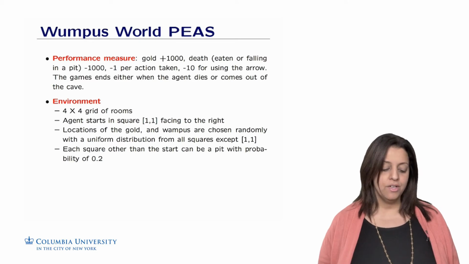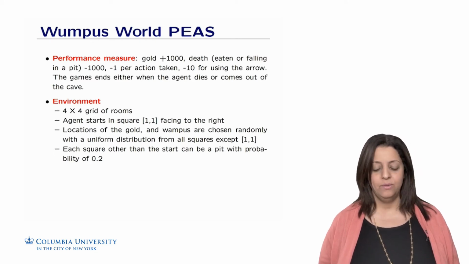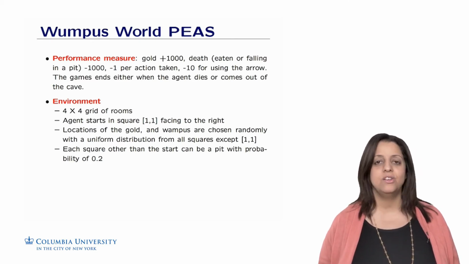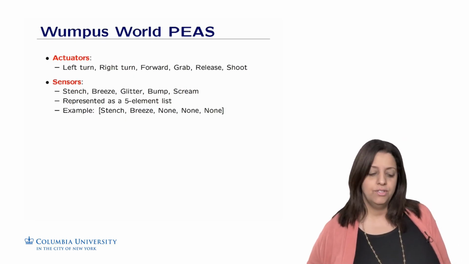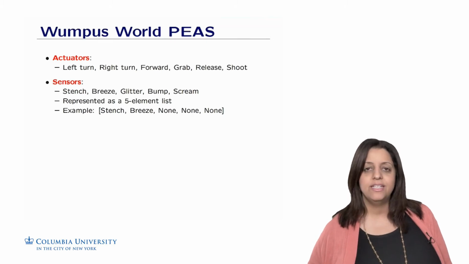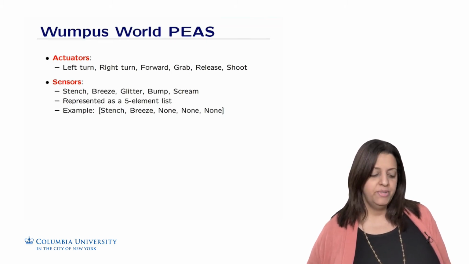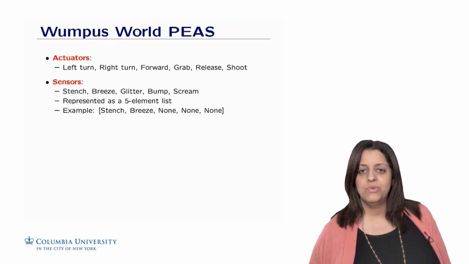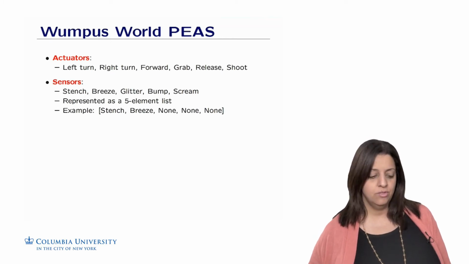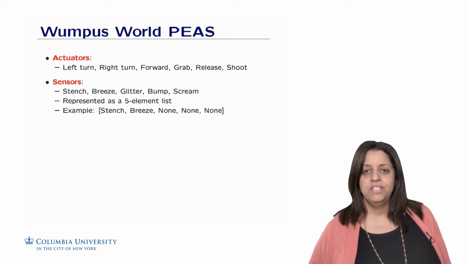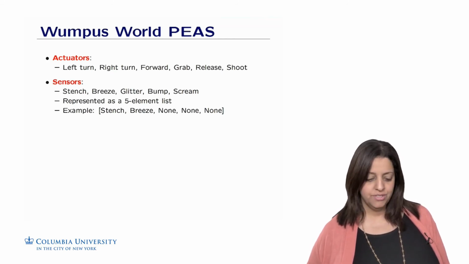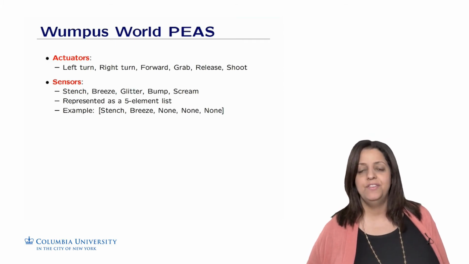Each square other than the start can be a pit with some probability, which is actually a probability of 0.2. So the actuators are left turn, right turn, forward, grab, release, and shoot. And the sensor will be stench if there is a Wumpus in one of the adjacent rooms, a breeze if there is a pit, a glitter if there is gold in the room, a bump if the agent is facing a wall and trying to go forward, and a scream if the Wumpus is killed.